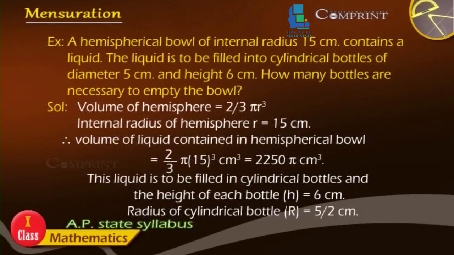Solution: volume of hemisphere is equal to 2 by 3 pi r cube. Internal radius of hemisphere is equal to 15 centimeters. Therefore, volume of liquid contained in hemispherical bowl is equal to 2 by 3 pi into 15 cube centimeters cube is equal to 2250 pi centimeters cube. This liquid is to be filled in cylindrical bottles and the height of each bottle h is equal to 6 centimeters. Radius of cylindrical bottle r is equal to 5 by 2 centimeters.